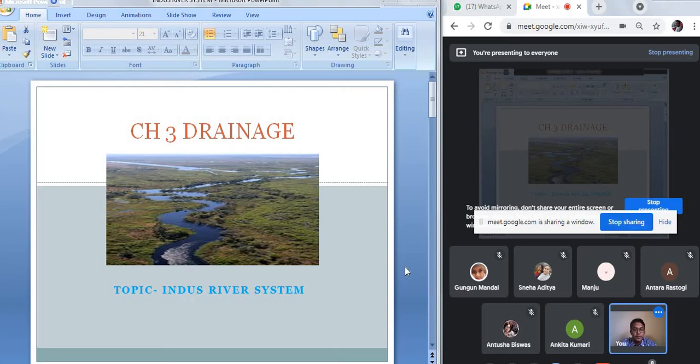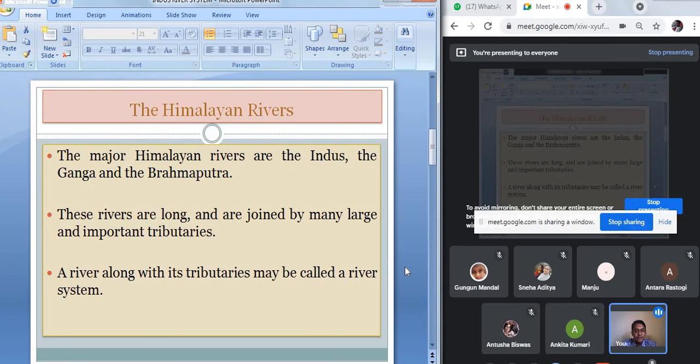As I have said earlier also, the Indus and the Brahmaputra are the two Himalayan rivers which have their origin in the northern part of the Himalayas. That means the Indus and the Brahmaputra rivers originate from the Tibetan plateau region. This Indus river has its origin near Mansarovar lake.